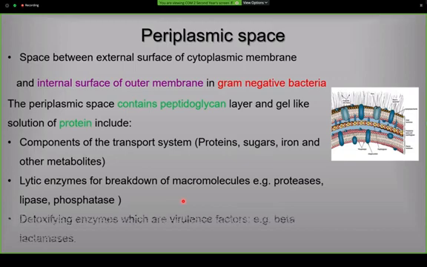Another function happening in the periplasmic space: they also have detoxifying enzymes, which are considered to be a virulence factor. An example of that is beta-lactamase, and beta-lactamase acts against penicillin as an antibiotic. So, okay, are we clear? We went out, went toward the internal area.